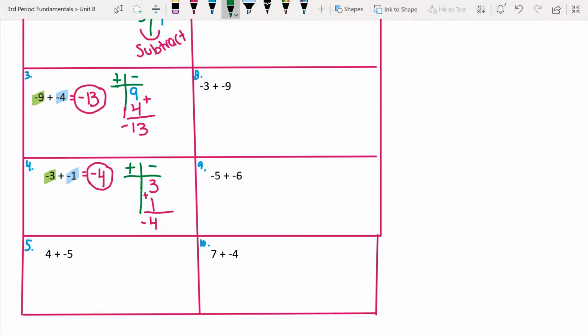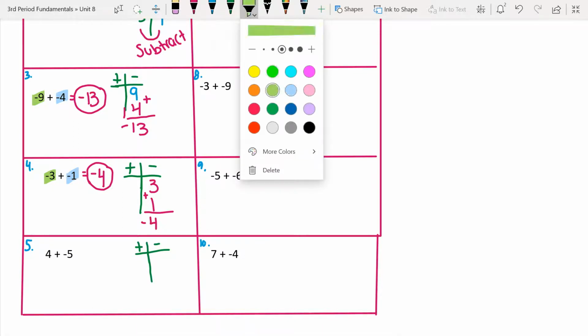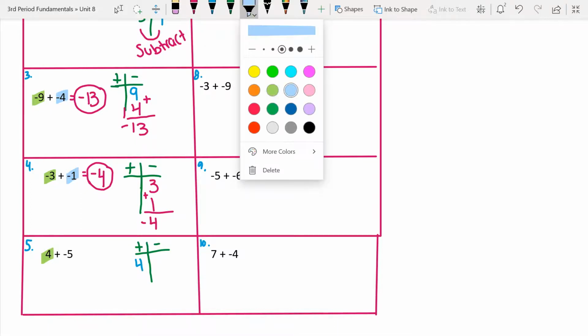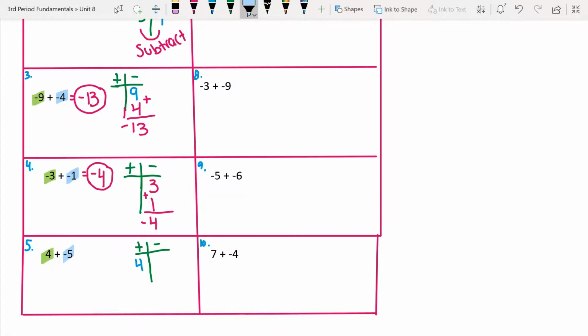Okay, question 5. We have 4 plus -5. So I'm still just always going to do my little table here. Positive and negative side. The first number is a 4. Well, that's just a normal 4. When I say normal, what that means is just a positive 4. So on the positive side of the table, I write 4. The second number in my problem says -5. Okay, well, -5 is a negative number, so on my negative side, I write 5.